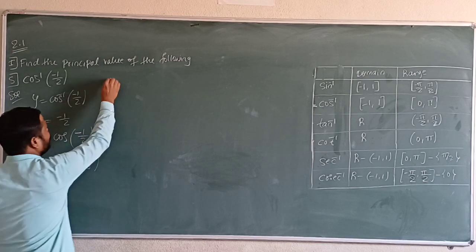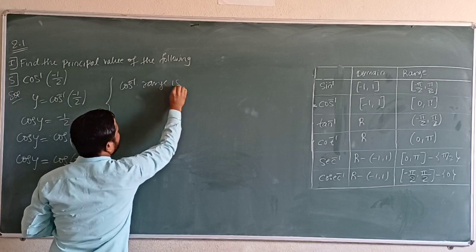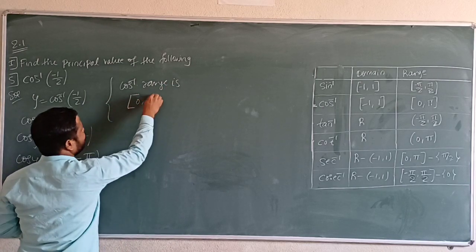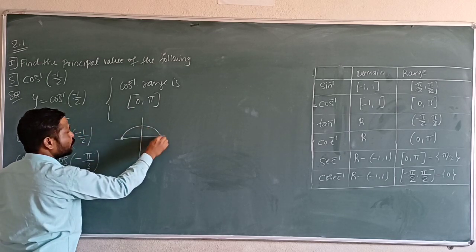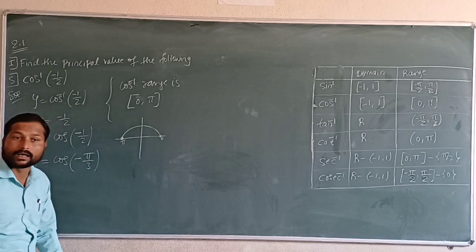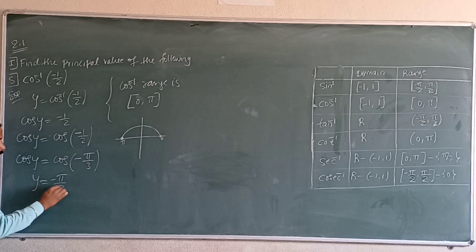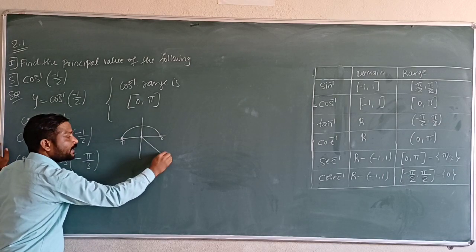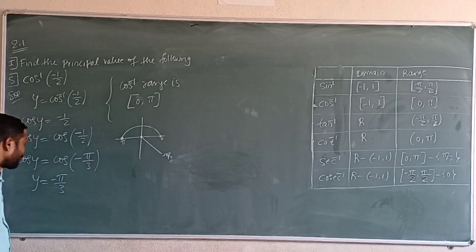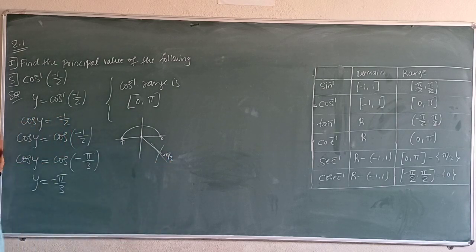Before that, write down what the cos inverse range is. You must know this well. Cos inverse range is the closed interval 0 to pi, meaning 0 and pi are included, and the answer must lie in the first quadrant or second quadrant. Now y is equal to minus pi by 3, meaning minus 60 degrees, which is in the fourth quadrant. So minus pi by 3 lies outside the range, which means it is wrong.